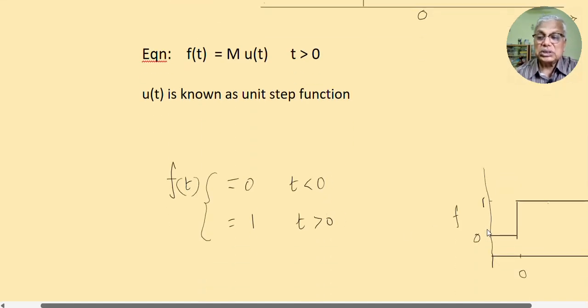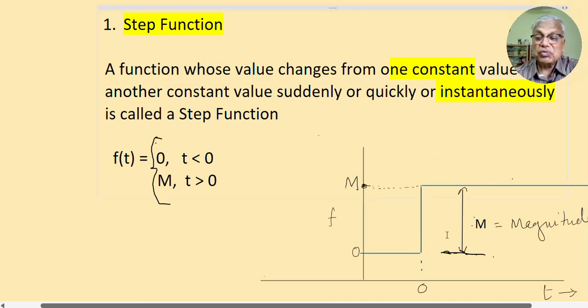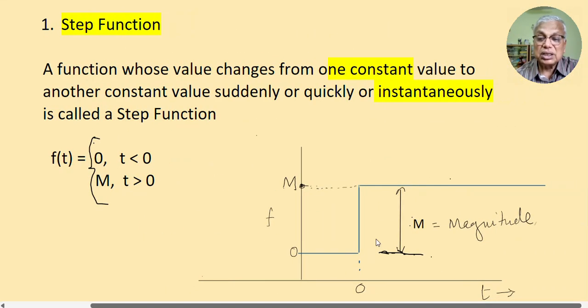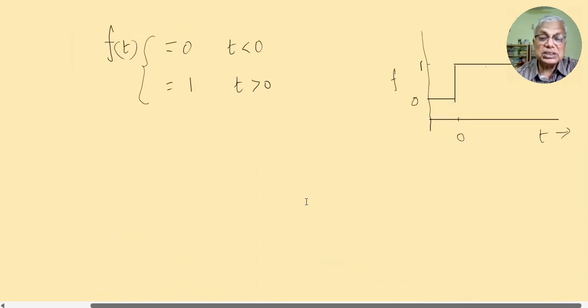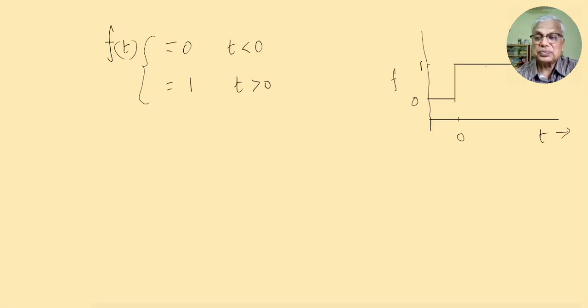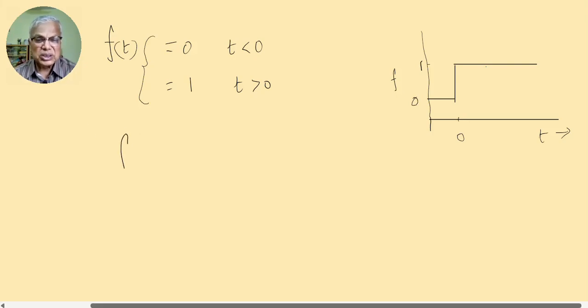Here the magnitude of the unit step function is 1, and this is a step function of magnitude m, which is denoted by f of t equal to m into u of t, whereas this is a step function of unit magnitude. So what is the equation for this? Where m equals 1, the unit step function is written as f of t equal to u of t.